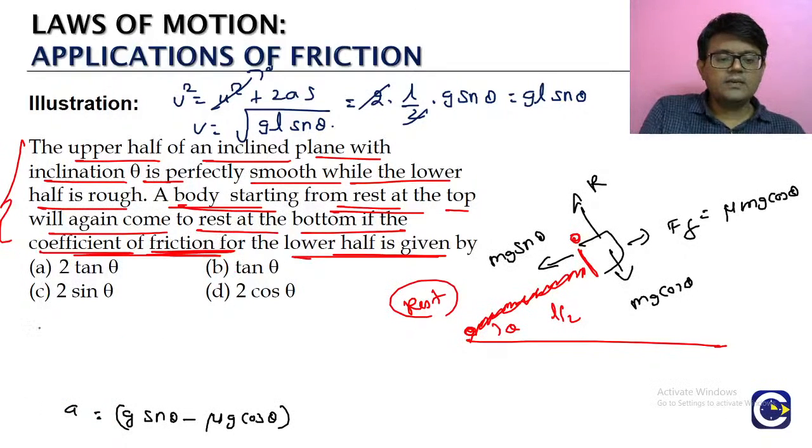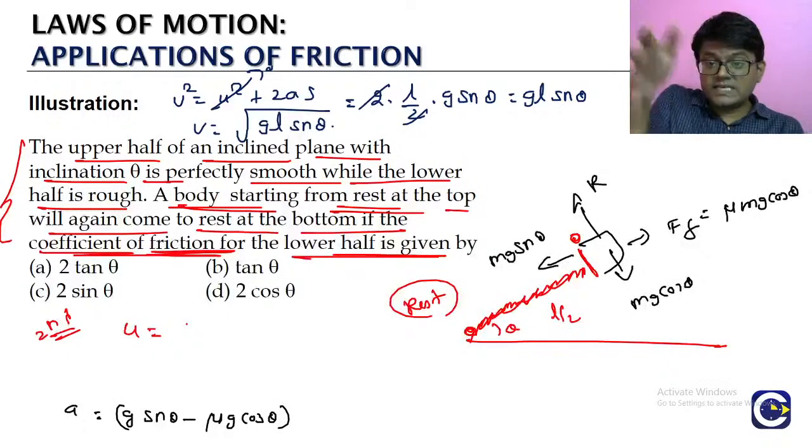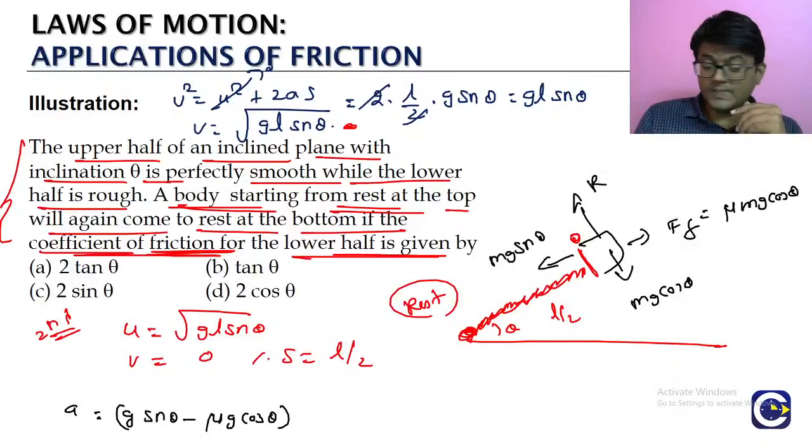Now we look at the second part of the journey. Like the way we did in kinematics, whatever is the final velocity of the first part will be the initial velocity for the second part. So here initial velocity will be root GL sin theta. Final velocity when it comes to here is 0. Displacement is L by 2. What is the acceleration? This much.